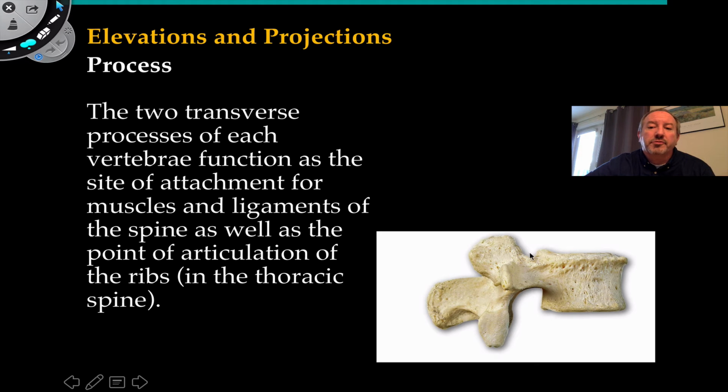What's the point in these transverse processes? Well, as I mentioned before, there are attachments for muscles and ligaments, like tendons and ligaments, as well as, if you will, the ribs also can attach to the spine via these processes.